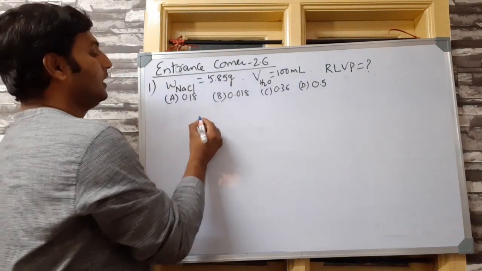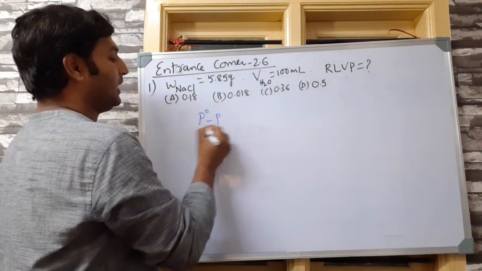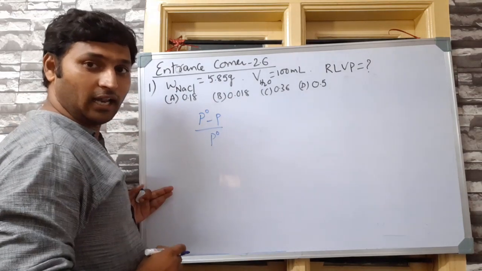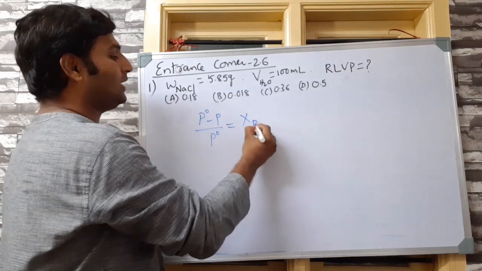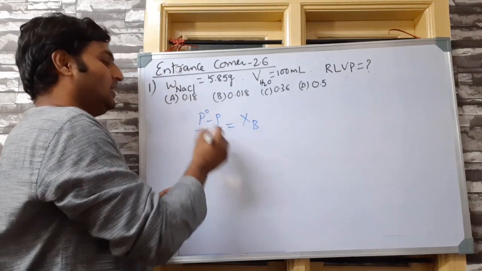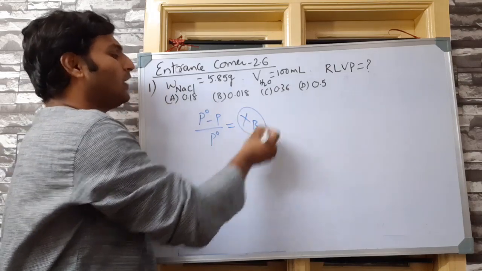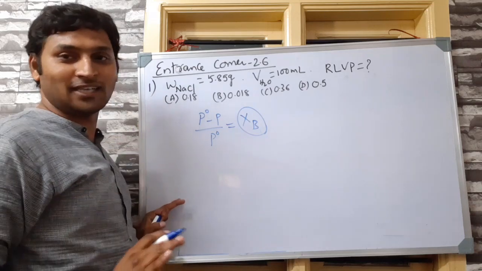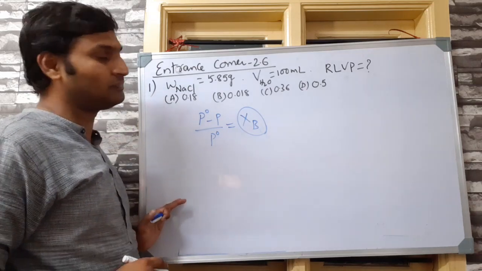Here, you know very well P0 minus P by P0, this is the expression for RLVP, this ratio is called RLVP, which is equal to XB, the mole fraction. So if you want RLVP, you need to find the mole fraction of sodium chloride, that's all. Indirectly it is a mole fraction question, nothing else.